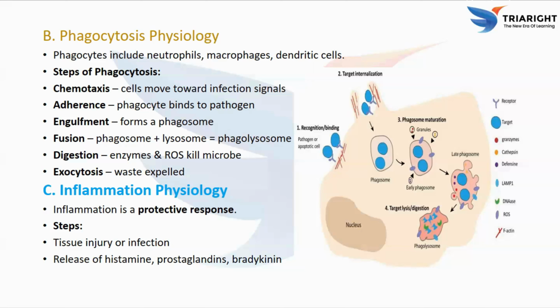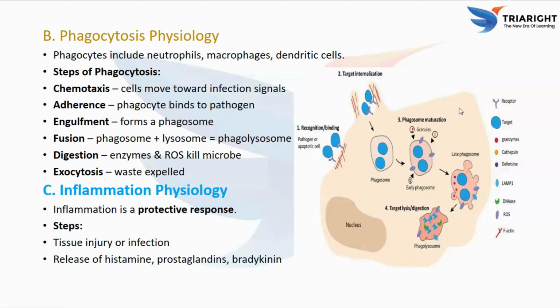And here is a diagram on the right side which shows the journey of a pathogen inside a phagocyte. The first step is recognition or binding. Receptors on the phagocyte recognize patterns on the microbes. The microbe binds to receptors, which gives the signal for engulfment to begin. The second step is target internalization. The membrane extends around the pathogen to form a phagosome.